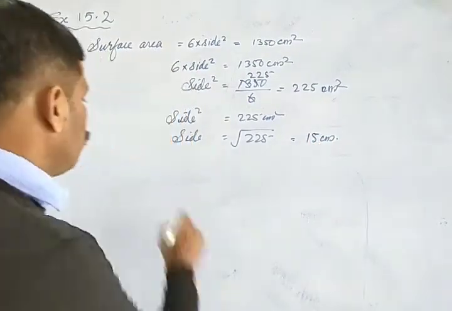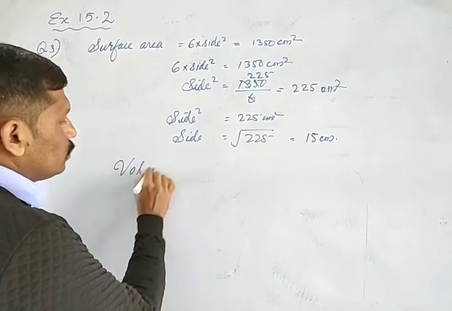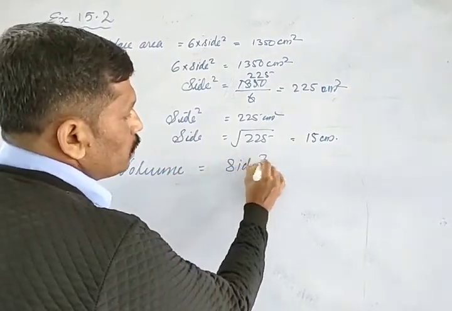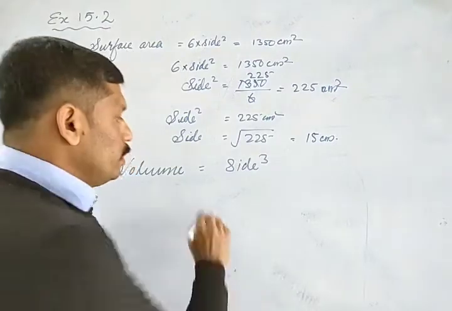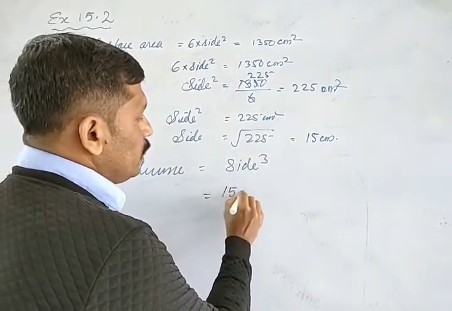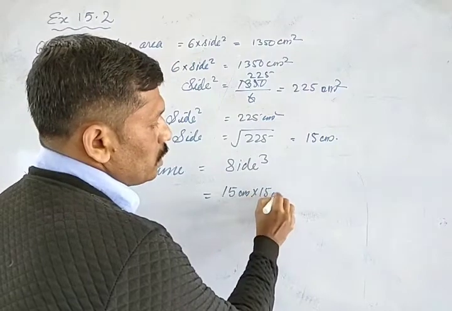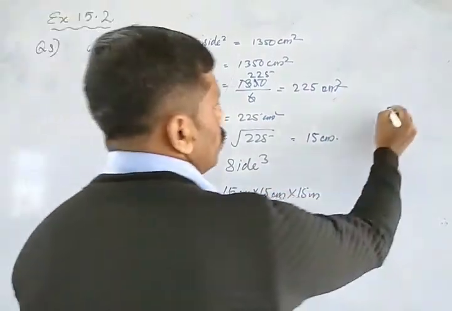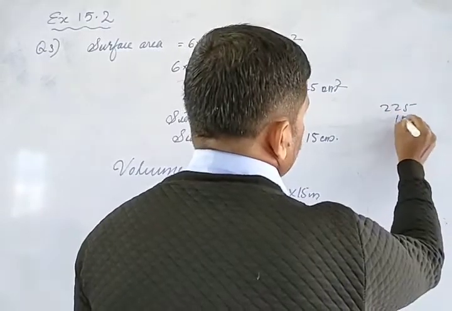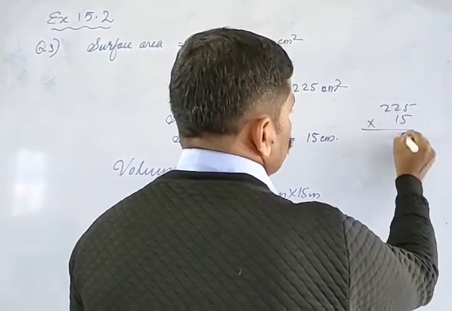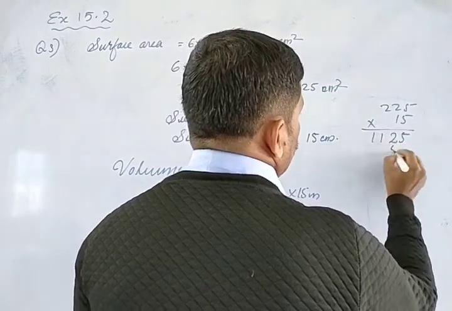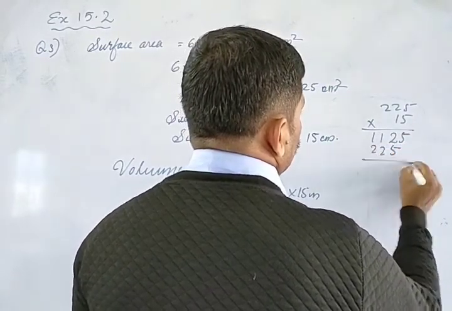Therefore, we can find the volume. Volume is equal to side cube, that is equal to 15 centimeter into 15 centimeter into 15 centimeter. 15s are 225, 225 into 15. 5 fives are 25, 5 twos are 10, and so on.